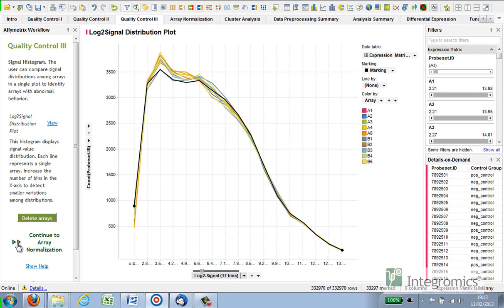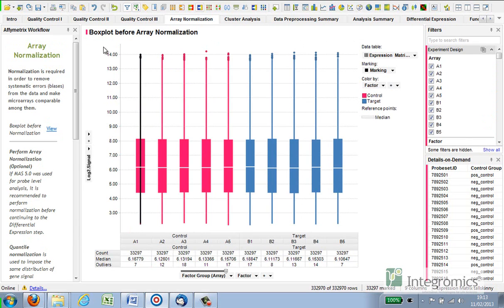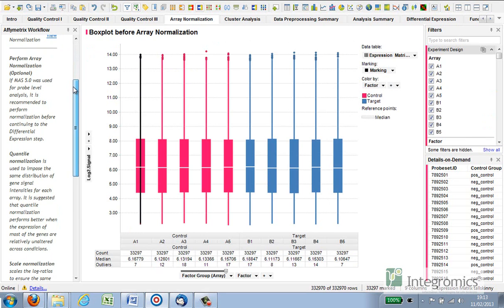To make the data comparable between arrays, it is necessary to correct for the systematic, technical biases which are similar over a set of measurements. Therefore, array normalization is essential for all microarray experiments and should be performed prior to the differential expression analysis.